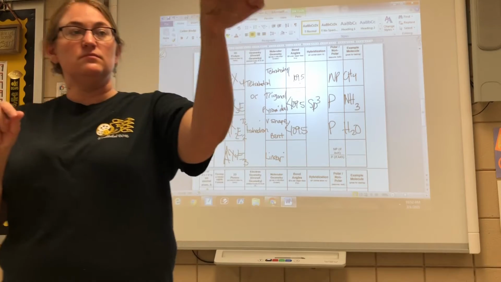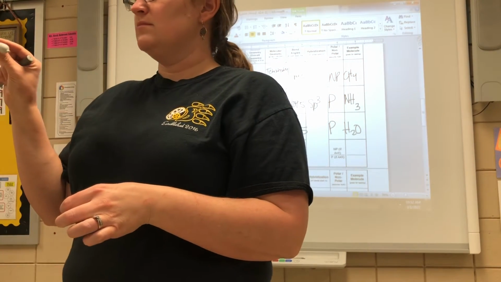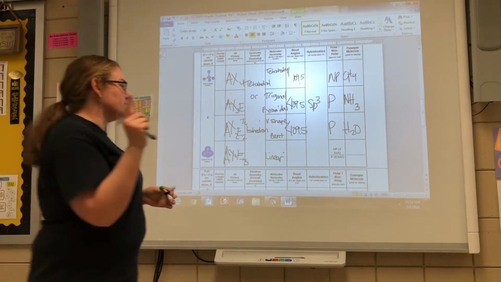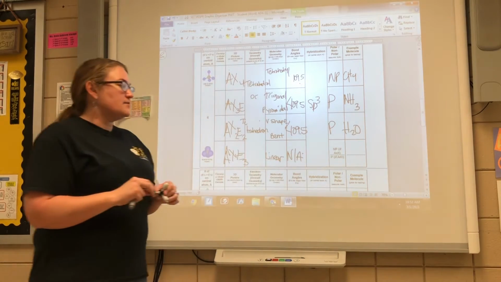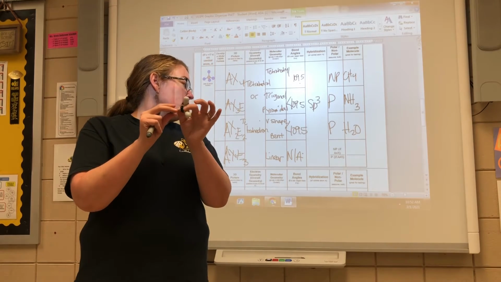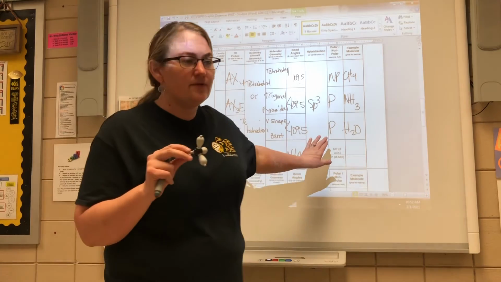What angle? No angle, because I have to have at least how many atoms to have a bond angle? I have to have at least 3 atoms to have a bond angle. So there is no bond angle here because I only have 2 atoms. And it's already filled in on my chart, is it filled in for you over here?